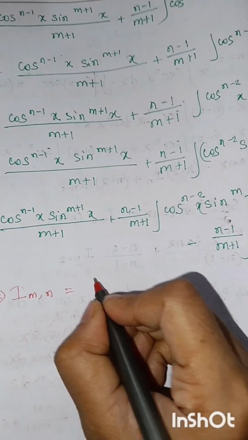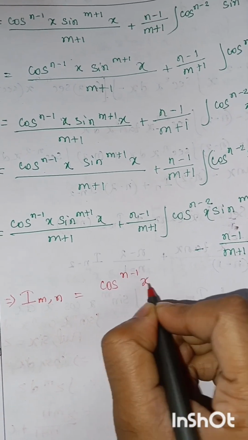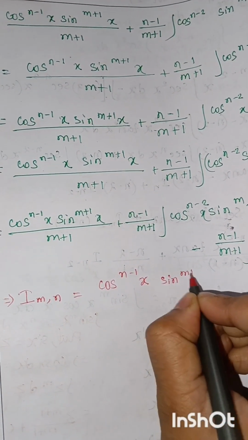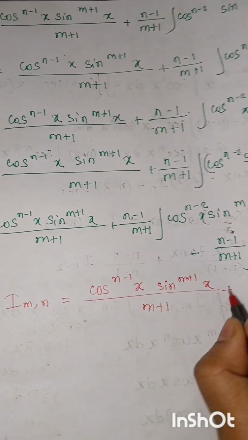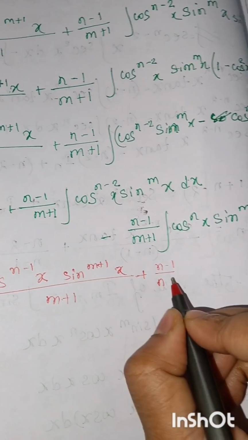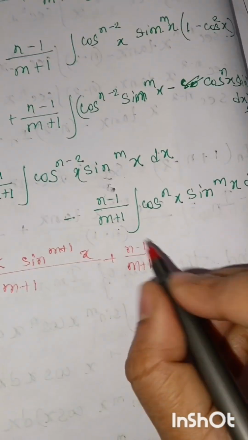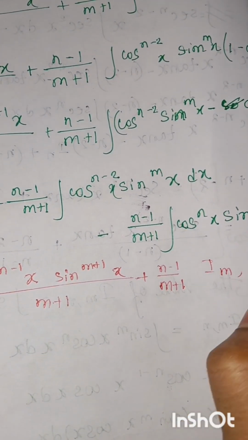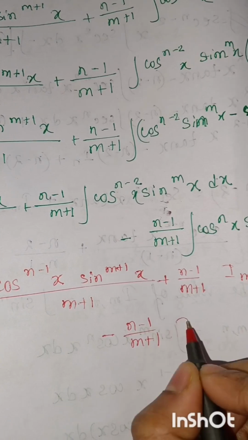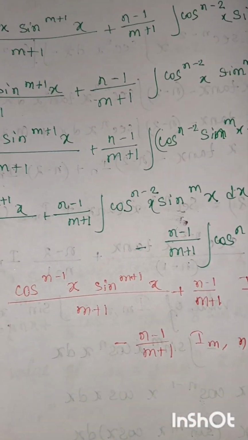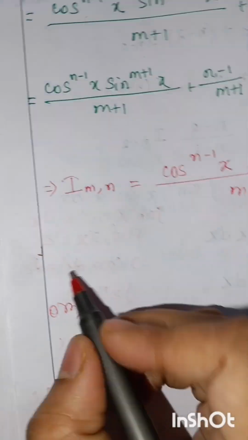Next, I m n is equal to cos to the power n minus 1 x, which was actually the constant part, and we have to write it down. Then we put the value of I m comma n minus 2 and I m comma n from the equation of the first line. Okay, we just put the value of it, nothing more else we can do. So next line, I m comma n we have to bring to one side, that is 1.